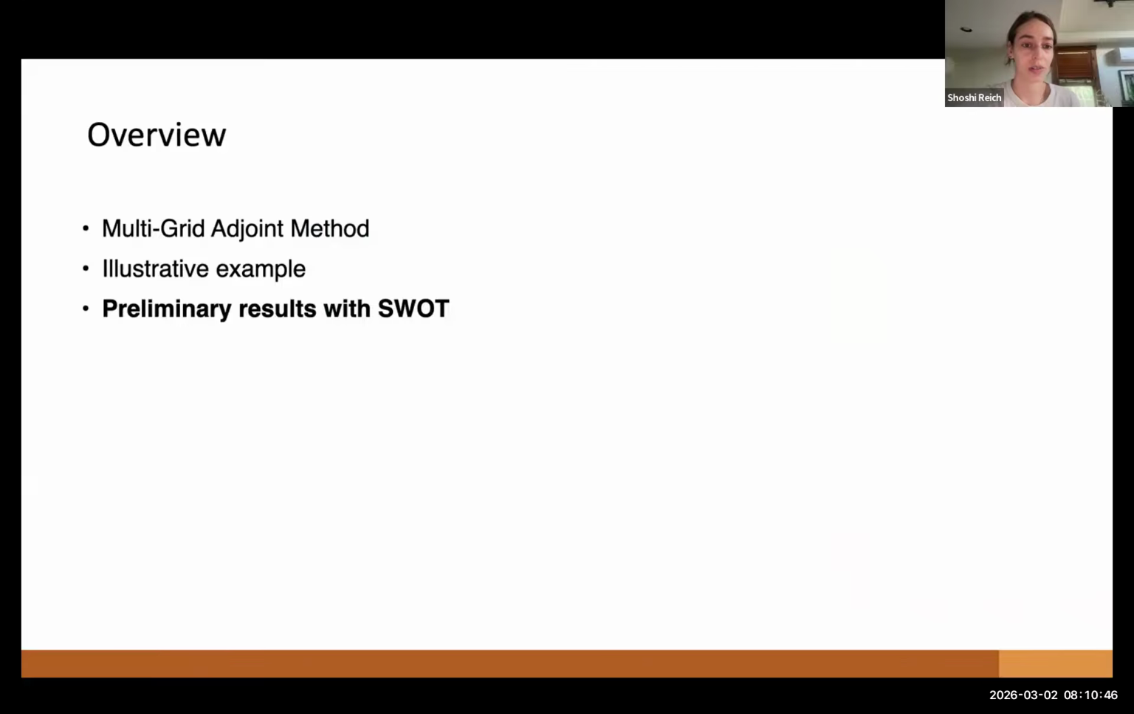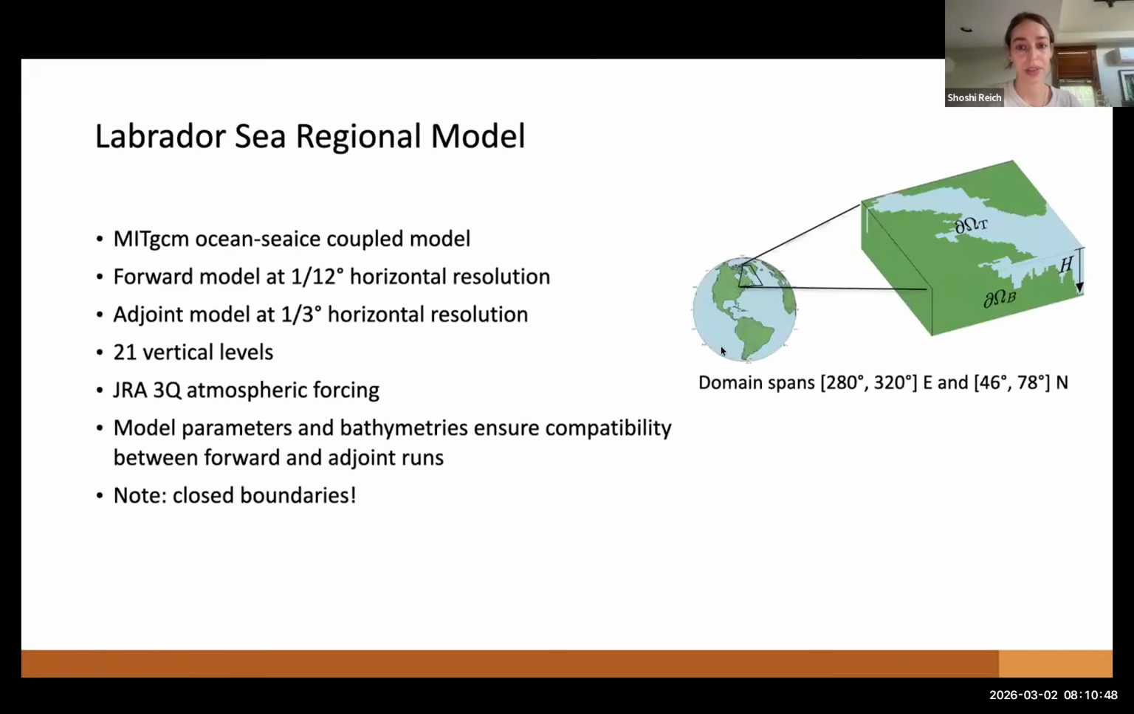Okay, so some early results with SWOT data. Before moving to the global model, I'm still sticking with the Labrador Sea to test things out using the MITgcm ocean sea ice coupled model. I have my forward model at 1/12 of a degree and the adjoint coarser model at 1/3 of a degree, and these are the resolutions that we're hoping to use in the global domain.